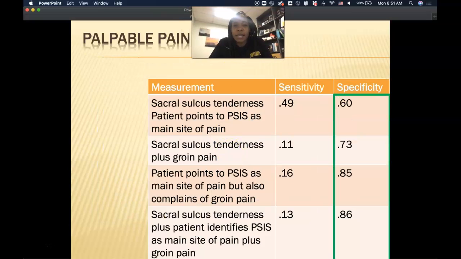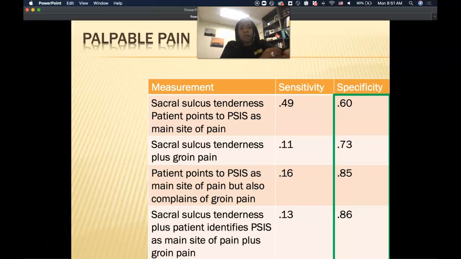I hope so. Okay, in terms of palpable pain, we're going to break this down a little bit. Where are they tender to palpation? Where is an SI joint patient most tender to palpation? We're going to spend time in the specificity area because for sensitivity, it's just terrible. There aren't any good sensitivity results. But when we look down at specificity, we're 86% sure that a patient has an SI joint pathology when they're tender to palpation at the sacral sulcus, when they report pain at the PSIS, and if they have some type of groin pain.